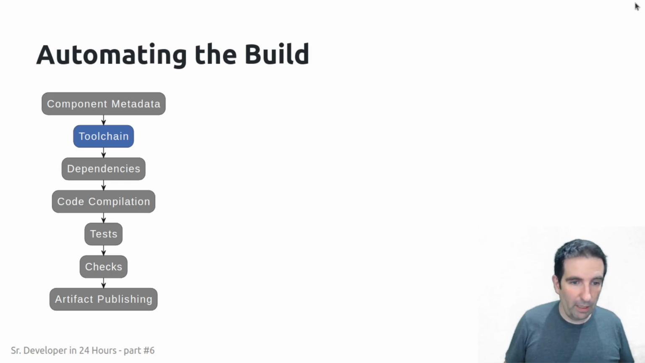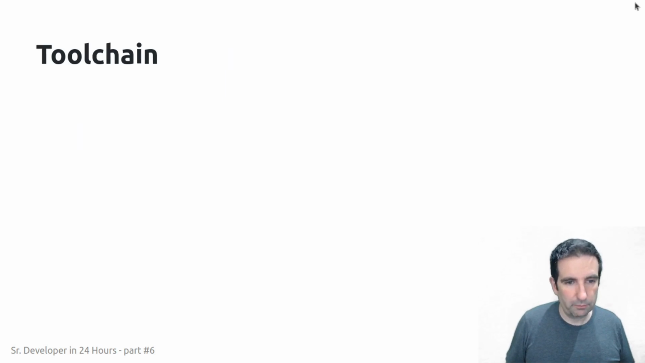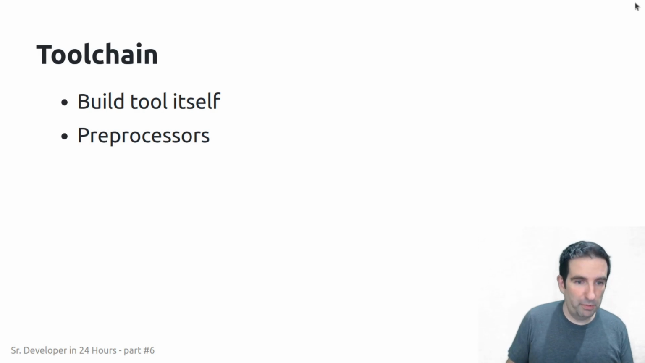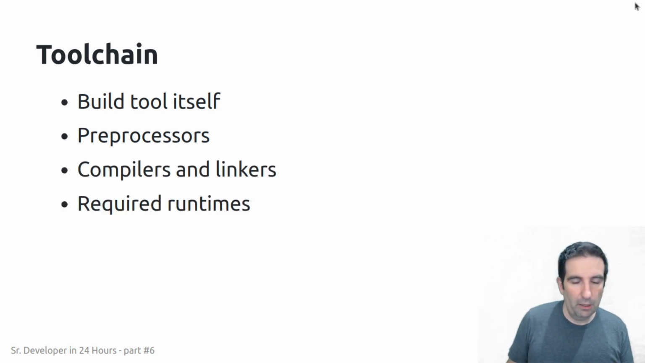All right, now let's move to the second step, which is defining our toolchain. The toolchain are basically the tools that we rely on to automate the process. So we're talking about the build tool itself, any preprocessors that might be involved in the process, compilers and linkers, required runtimes. For example, if we need a special runtime to execute the application to run our test, something like an application server, things like that. All of these things are part of the toolchain that enable us to take the code that we've written and build it into the artifacts that we were talking about before.